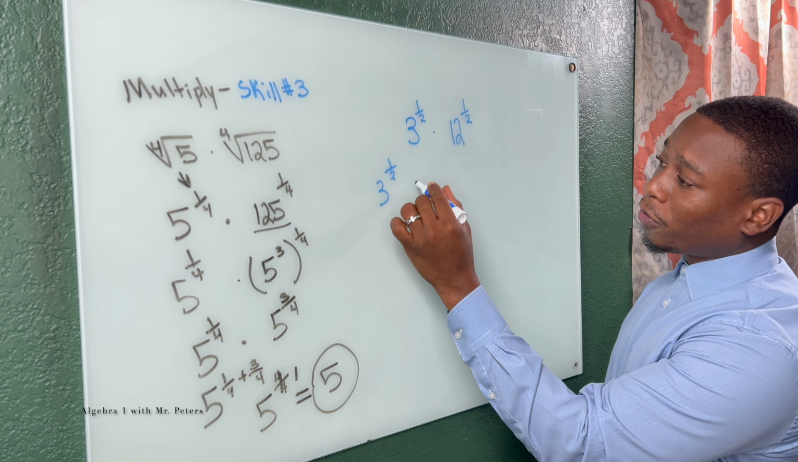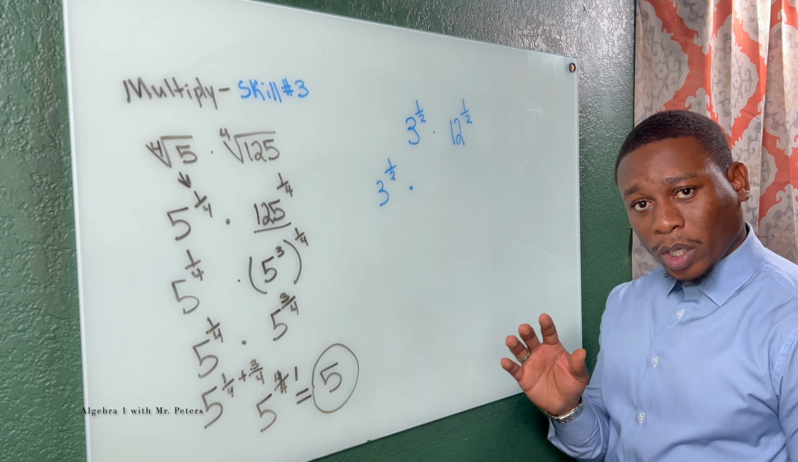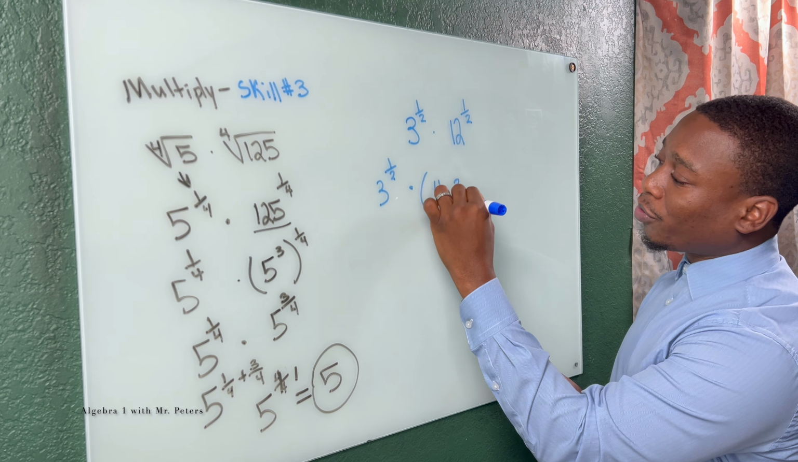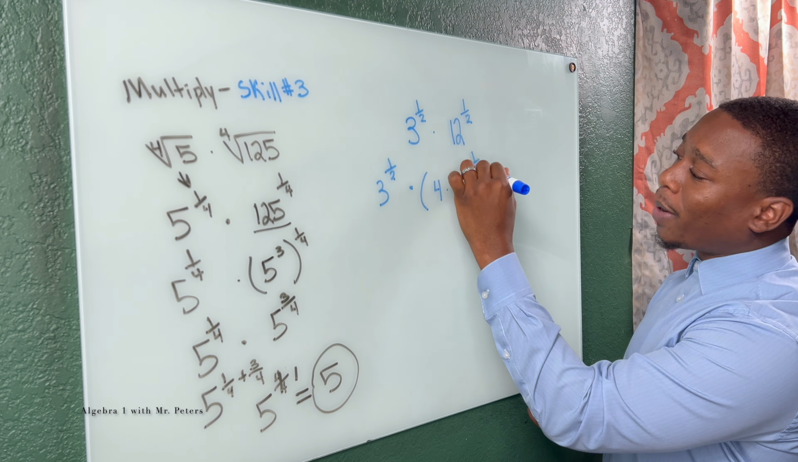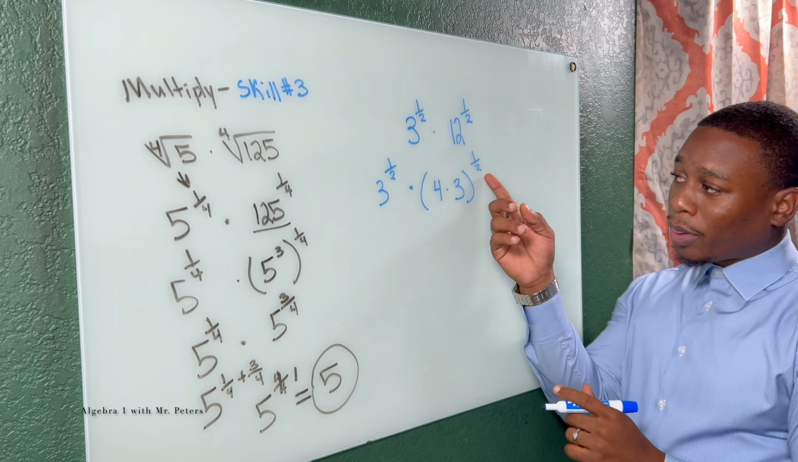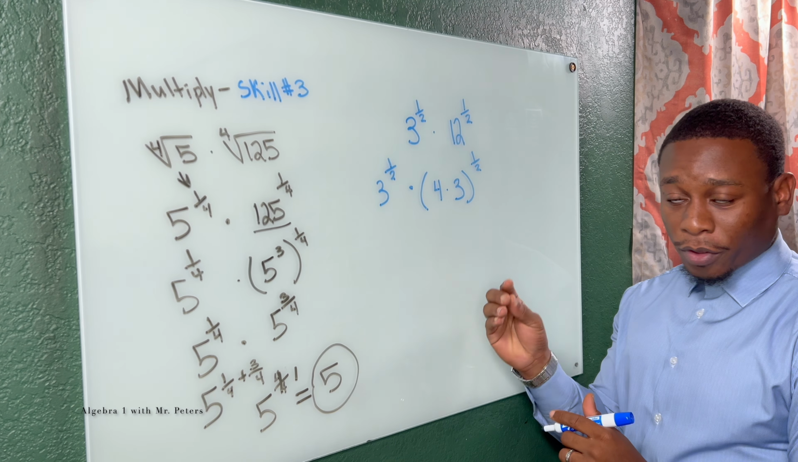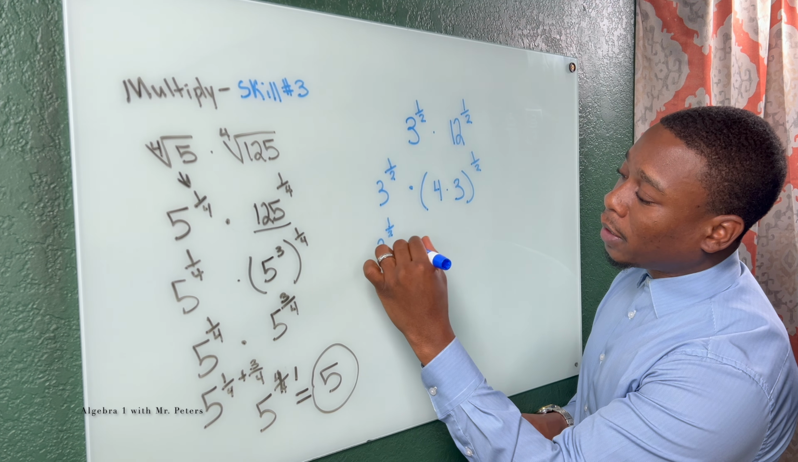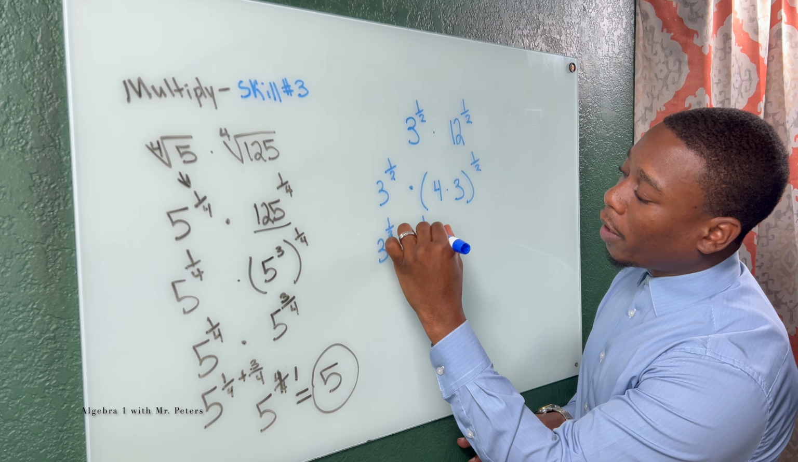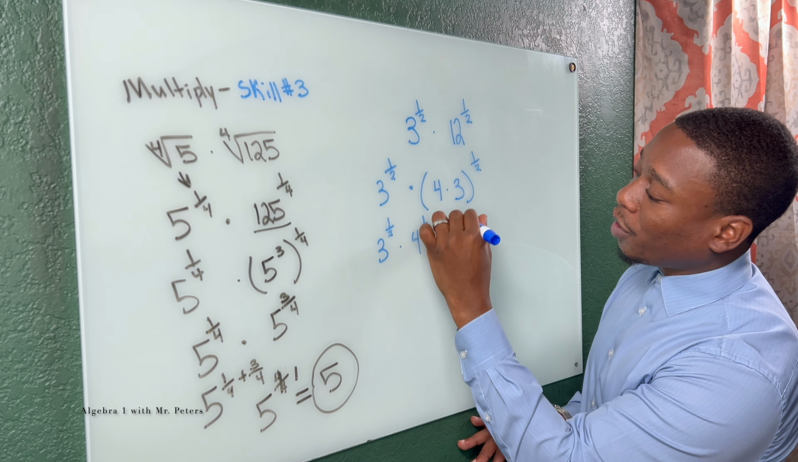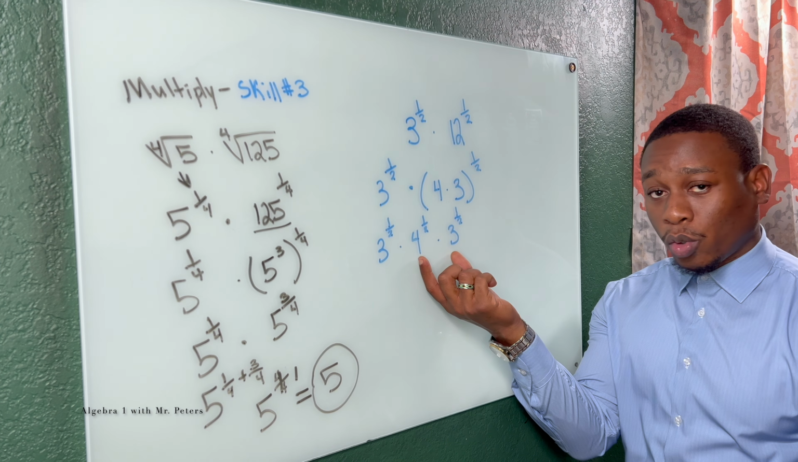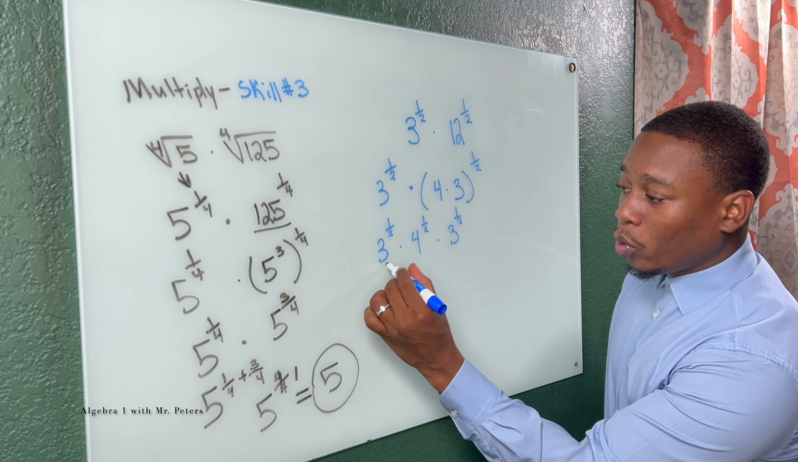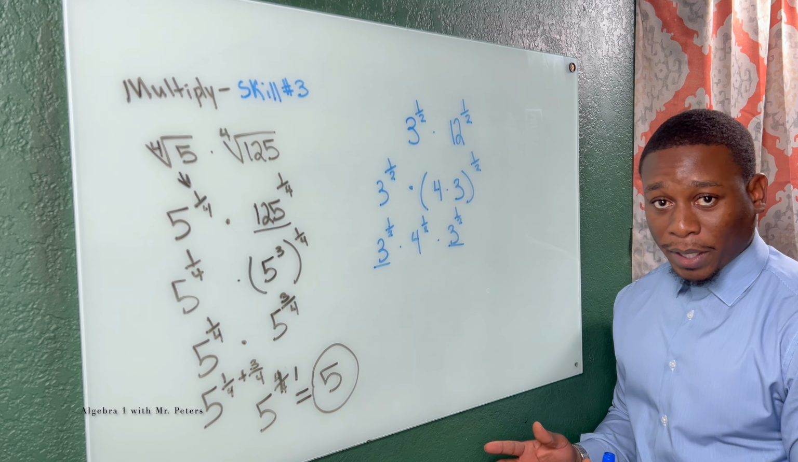But 12 to the 1/2, we could simplify as 4 times 3 to the 1/2 power. Now remember, we're going to apply this power to both of these terms. So now I have 3 to the 1/2 times 4 to the 1/2, and then times 3 to the 1/2. So now these two have that half power, right? So now we could combine these two because they have the same base.